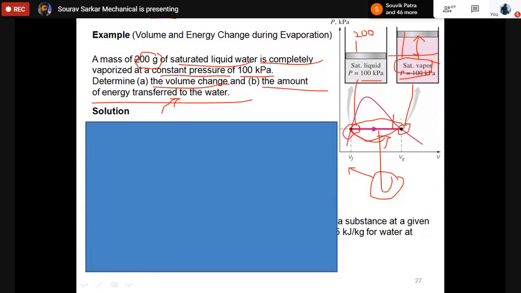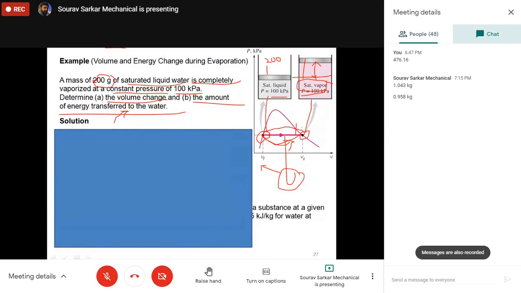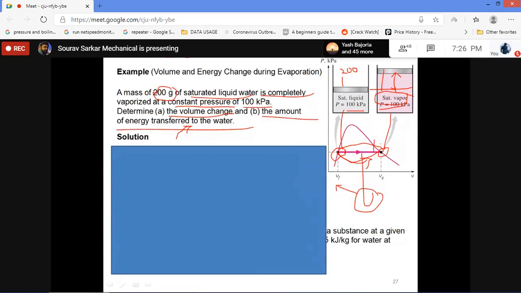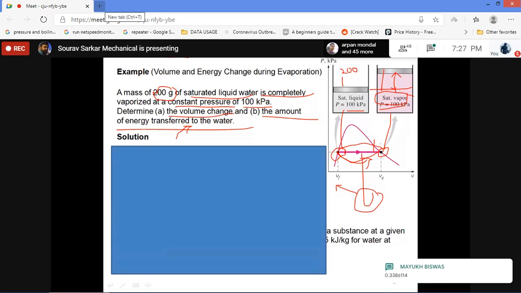Sir, 451.28 kilojoule, the energy change. Kilojoule. Okay. Yes, sir. And what is the change of volume? 0.386. Is it coming? 0.338 meter cube. Okay. And what about the energy transfer? 451.28 kilojoule. 451.5 kilojoule. Okay, so this is a difference of fraction.